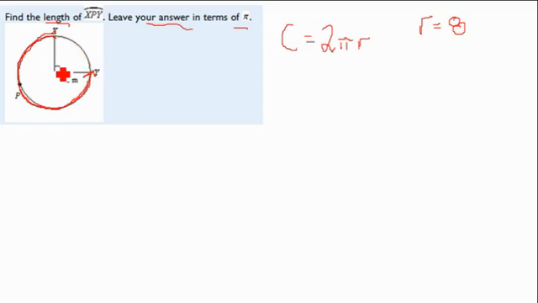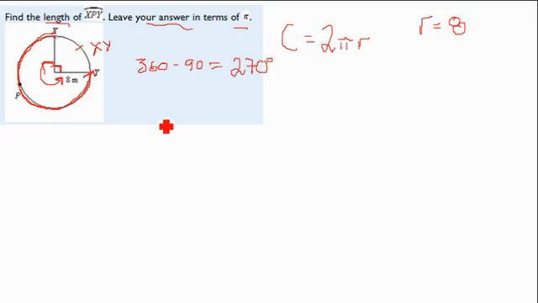Alright, so we have our central angle for the arc of xy, this arc right here, is 90 degrees. That means that the central angle for the arc we want to find is 360 degrees minus 90 degrees, which equals 270 degrees. So that's our central angle.